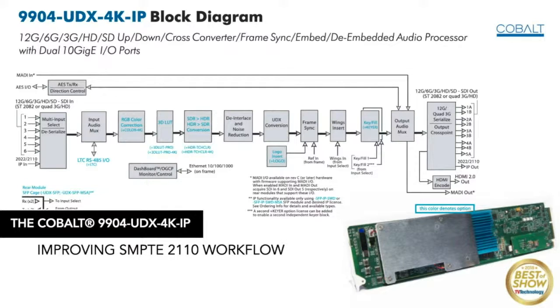The 9904 UDX 4K IP upconverts 12G, 6G, 3G, HD, SD to either UHD1 3840 by 2160 square division multiplex or two sample interleave 2 SDI quad 3 gig SDI based formats, or can output ST2082 12 gig SDI for single wire 4K transport. With both 12 gig SDI and quad 3 gig SDI inputs, the 9904 UDX 4K can downconvert 12 gig and quad UHD.